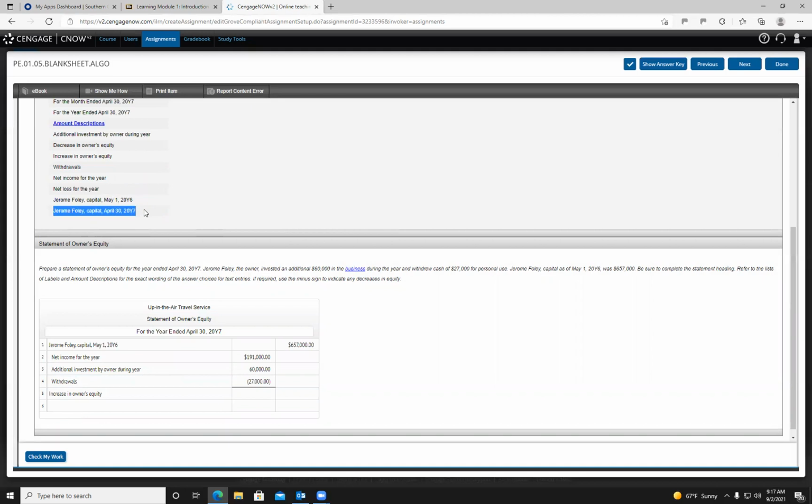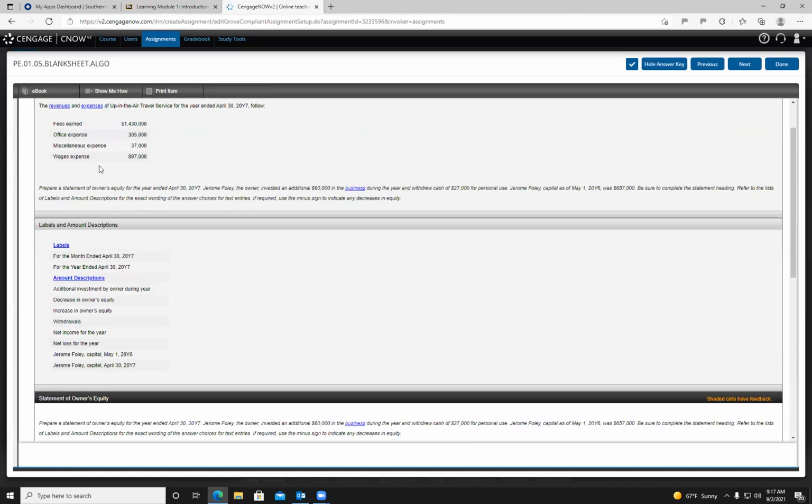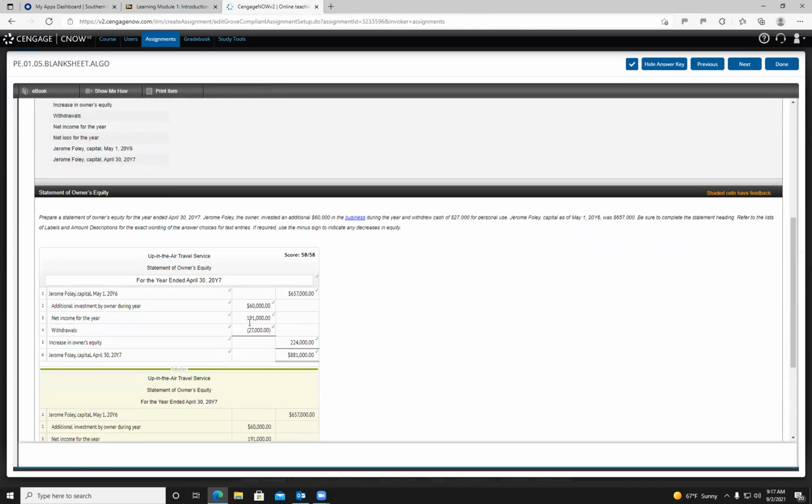So the next label we'll use is what is the actual capital balance now for the year ending April 30th, 2007. So let's go ahead and plug all that in and look at it. It shows here in the answer that you start out with the previous year's capital. You list additional investments, what the net income for the year was. And again, we had to calculate that up here by taking our total revenue and subtracting out our expenses to determine if we had a net income or a net loss. We had a net income of 191,000.